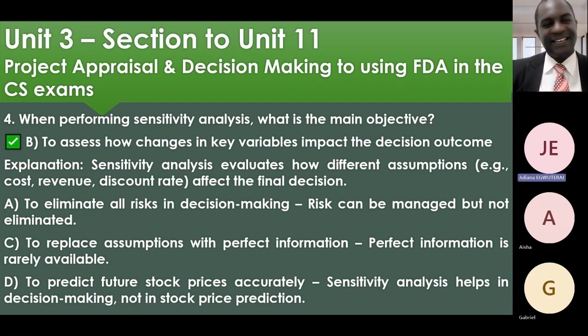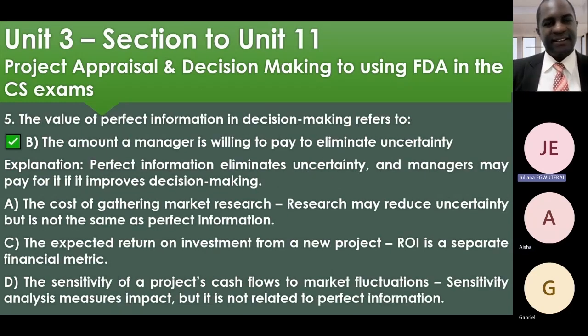So when performing sensitivity analysis, what did they even say? You picked C, you said to replace assumptions with perfect information. There's nothing like perfect information in accounting. Yeah. It's rarely available. You don't have it. So sensitivity is assessing changes in key variables impacting decision outcomes. It evaluates how different assumptions, cost, revenue, discount rates affect the final decision. Exactly. Okay, so finally, the value of perfect information in decision making refers to, Jay got it.